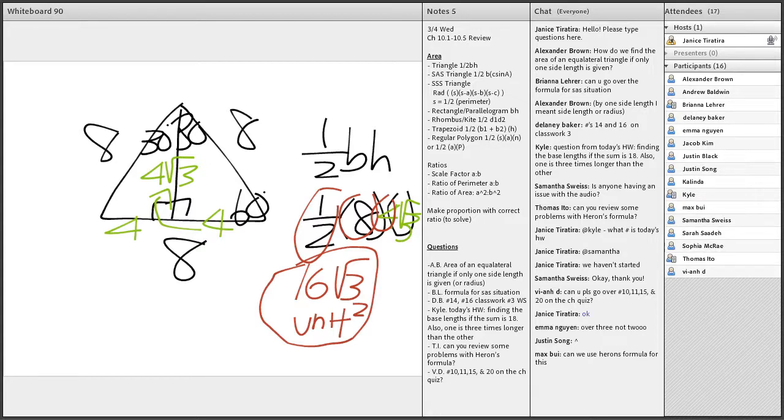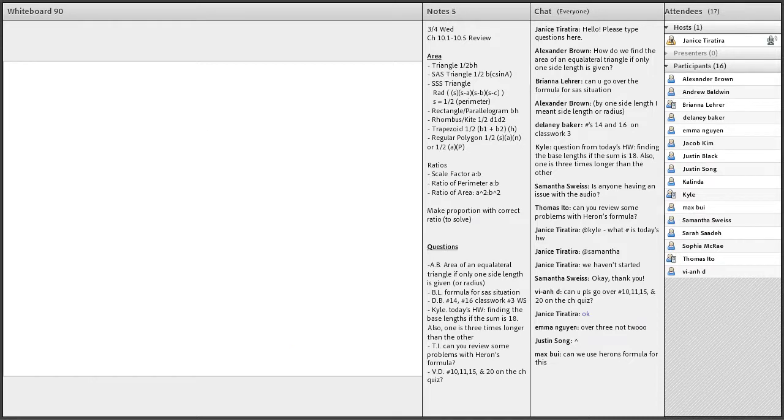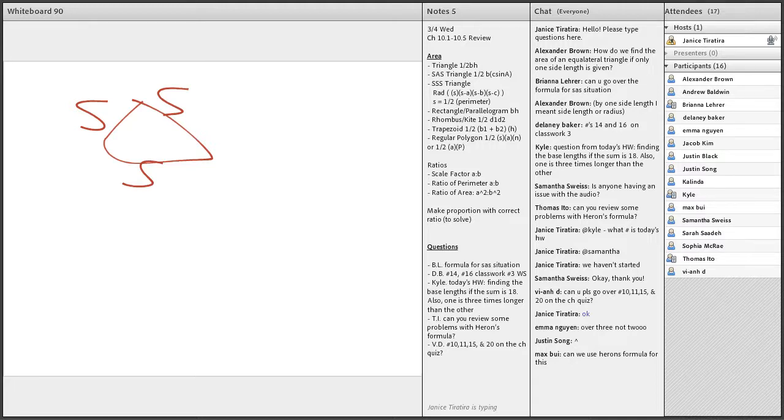Hopefully, Alexander, that made sense, okay? Max, yes, we could use Heron's formula, but most likely with this one, you don't want to get a decimal, and you want to leave it in rad. But you know what? Heron's formula will give you a rad. So we could have done Heron's formula. Someone asked about Heron's formula earlier, so going a little out of order, sorry.